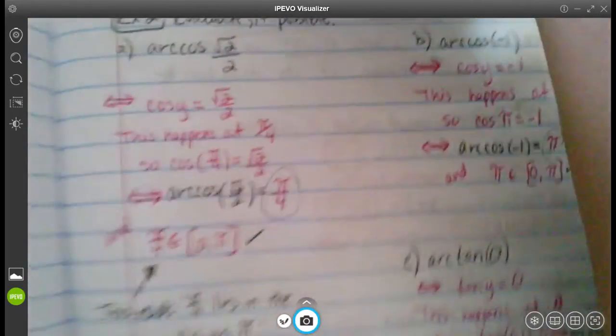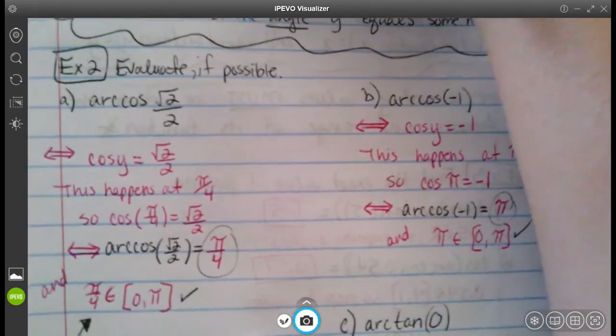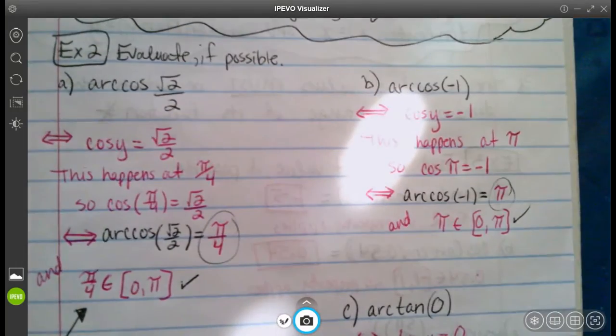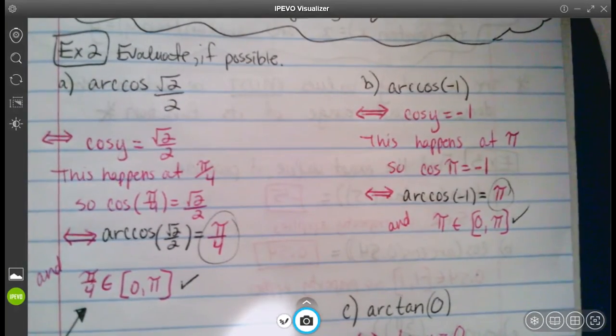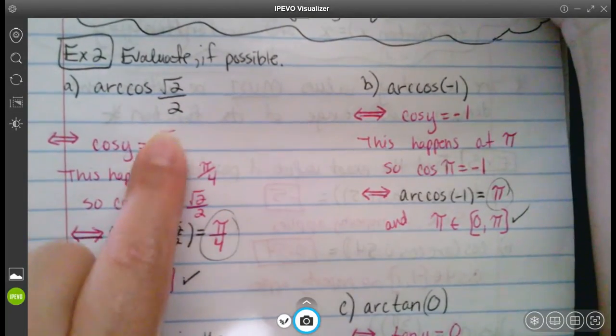Let's go ahead and look at some examples now. I did about 3 on this page. It says evaluate if possible. And I'm just going to go through it. I have to cover the screen constantly. It says evaluate if possible arc cosine of square root of 2 over 2.